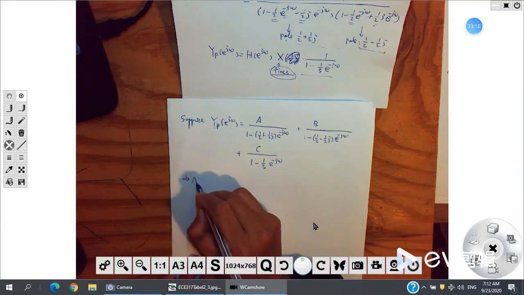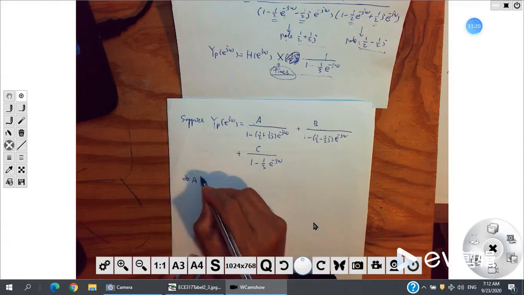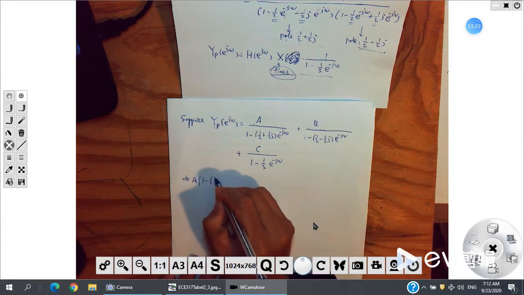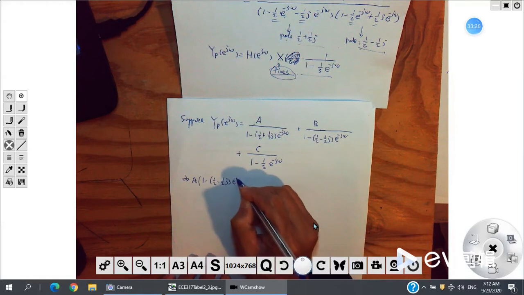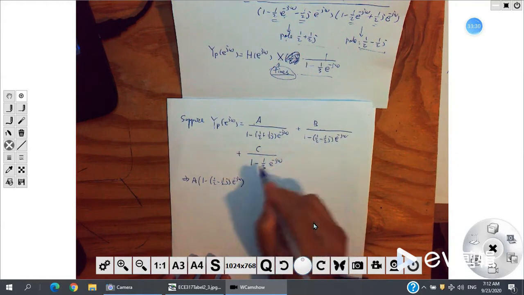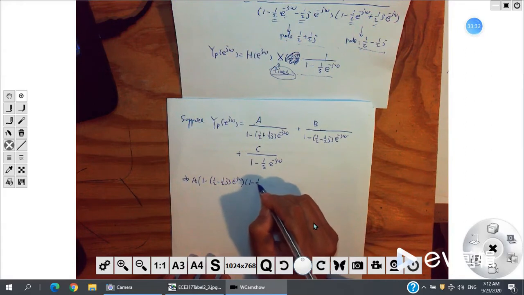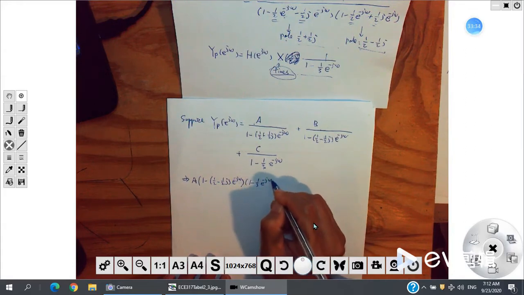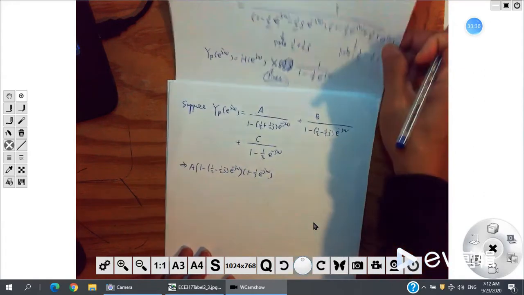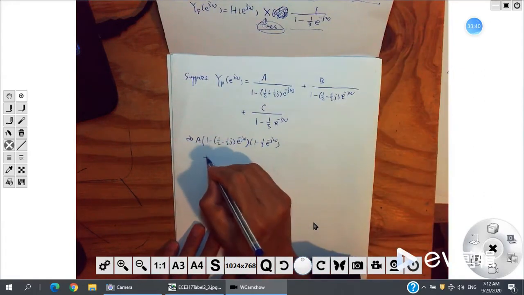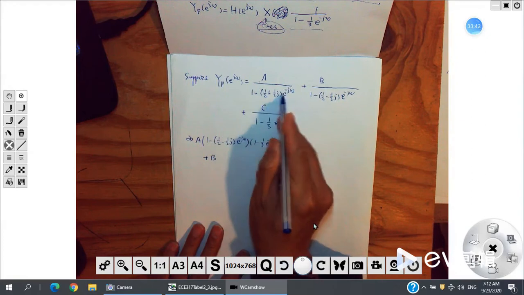A times these two. Okay, just copy, right? A times these and times these. This is A. And the B plus B times this one and this one.